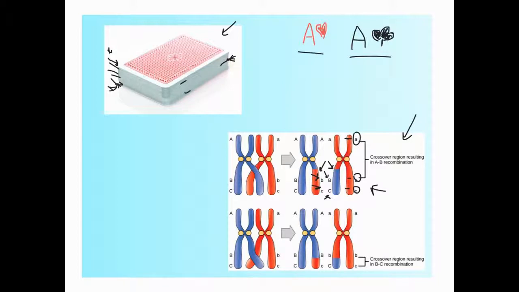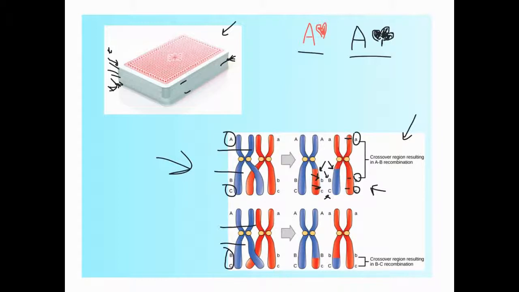Well, it's the same thing that happens in chromosomes. The further these alleles or genes are away from each other, the more often they will get cut and separated during crossing over. The closer they are, like say the B and the C down here, if you cut it up here, the B and C stay together. If you cut it right there, the B and C stay together.